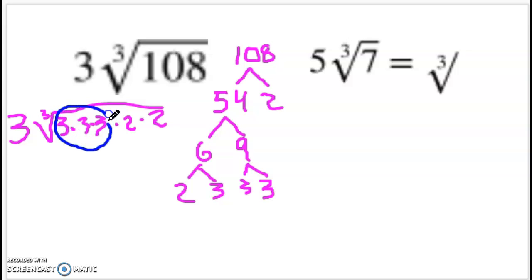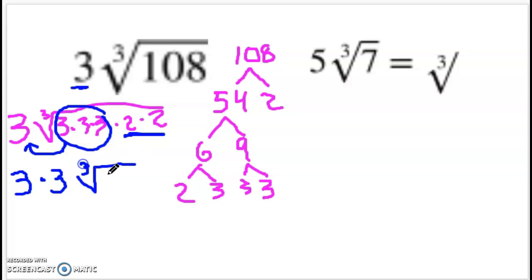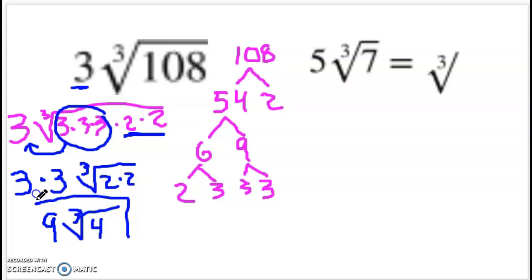I see a group of three 3's, so that means those can get pulled out. On my outside now, I have this original 3 and the 3 that I pulled out. What's left on the inside are these 2's, because there's only a pair. It's not a group of 3, so those stay on the inside, under my cube root. Now I can simplify. I multiply these two: 3 times 3 gives me 9. Then the cube root, and 2 times 2 gives me 4. And there's my answer, 9 cube root 4.